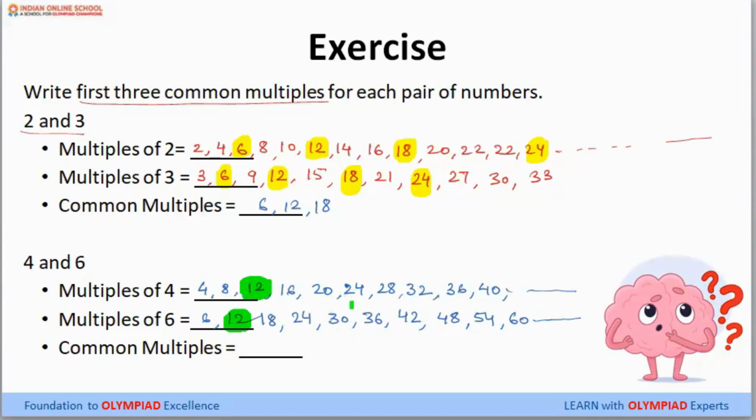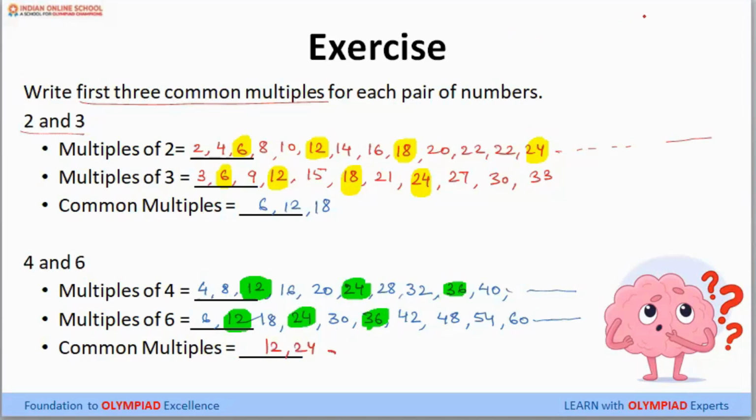Mahil Mehta, tell me the common ones. Ma'am, 24. 36. Yes. So these are what? These are the common multiples.